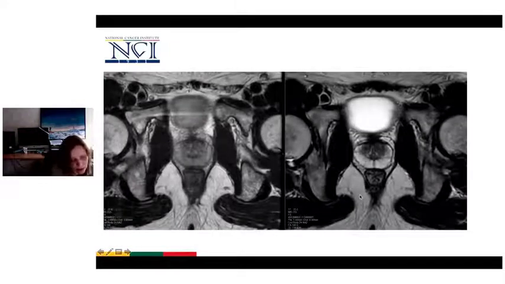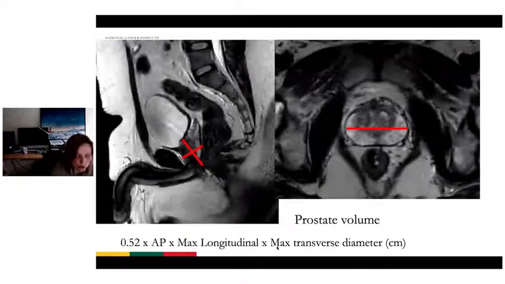Here is an example of a poor quality exam as well. We can see the peripheral zone slightly darker than it would be in a normal exam. If we have a poor quality exam, we can make a mistake and think that in the peripheral zone we have, for example, prostatitis. So once more, a high quality exam is a crucial one.